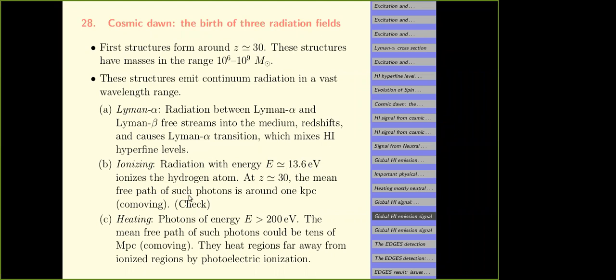And at redshift of 30, if you were to find the mean free path of such photons, it's close to 1 kiloparsec comoving. So it doesn't move a lot, right? I've just computed at 13.6, but initially it gets absorbed, and then the ionized region, because the universe dilutes, it expands. So these are photons which are absorbed very close to the forming structures, and they have small mean free path, and they cause ionized regions around these forming structures. So this is ionizing radiation. So there is Lyman alpha, there is ionizing radiation.